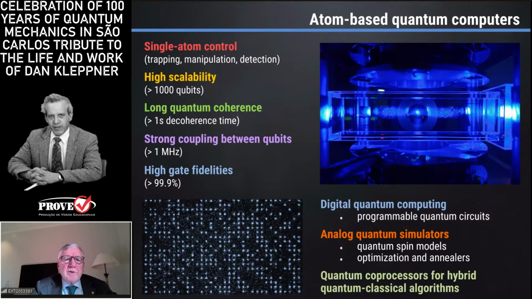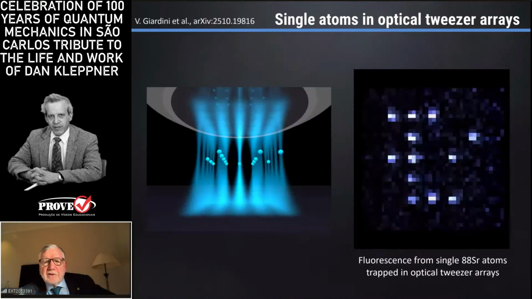A system with atoms has a high scalability because if you do it with one atom, it's easy to do with 1,000 or even more because all the atoms are equal. There is this long quantum coherence, so very low decoherence, and then you can couple very well one bit to the other. So this is generally true for all the atoms.